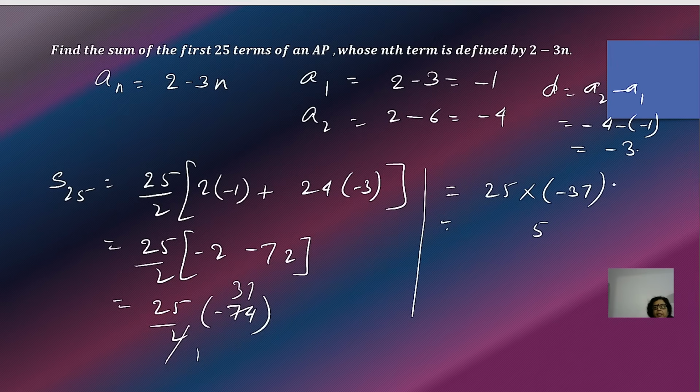So 5 over here, carry over 17. 25 times 3 is 75 plus 17 is 92. So you get minus 925. So the sum of these 25 terms is minus 925. Now the negative sign will of course be there because all the terms are negative. So the summation will be negative. So nothing to worry about it.